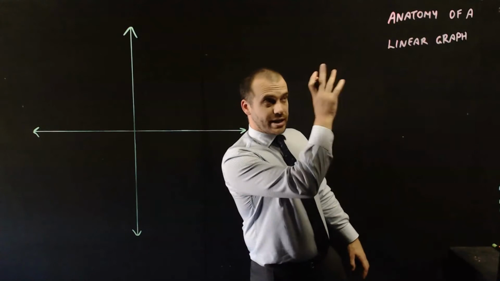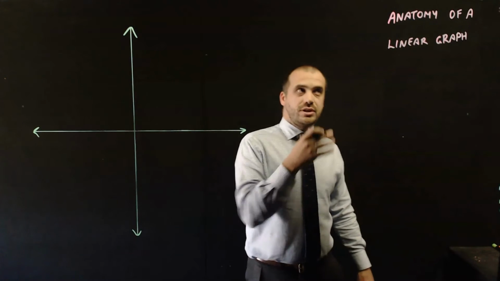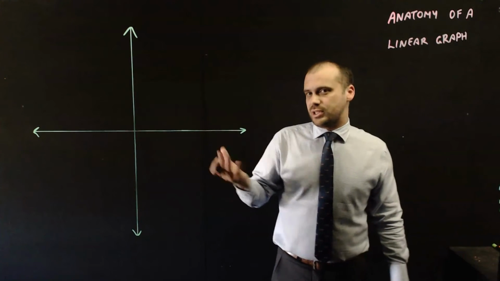So today we're looking at the anatomy of a linear graph. Now your anatomy are the parts of you. So the anatomy of a linear graph are the parts of a linear graph.